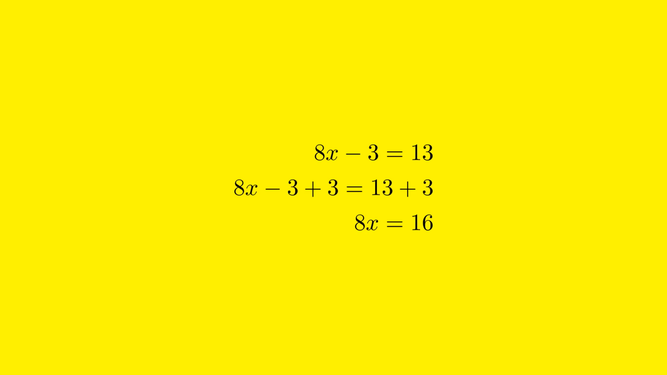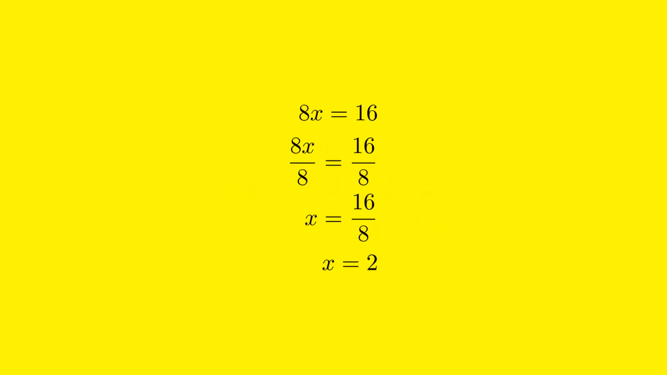So we start with 8x minus 3 equals 13. Next, we add 3 to both sides to help isolate the 8x term. 8x minus 3 plus 3 equals 13 plus 3. On the left side, minus 3 and plus 3 cancel each other out, leaving 8x equals 16. Now we clearly have 8x isolated. We will proceed from here to solve for x in the next step.